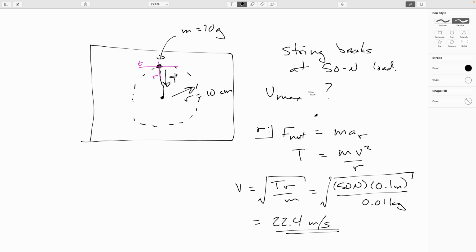So in this example here, where we're looking down on top of a horizontal tabletop, I'd like to ask just an additional question. What would happen to the motion of the mass if the string were to then suddenly break? Pause the video and get back with me.